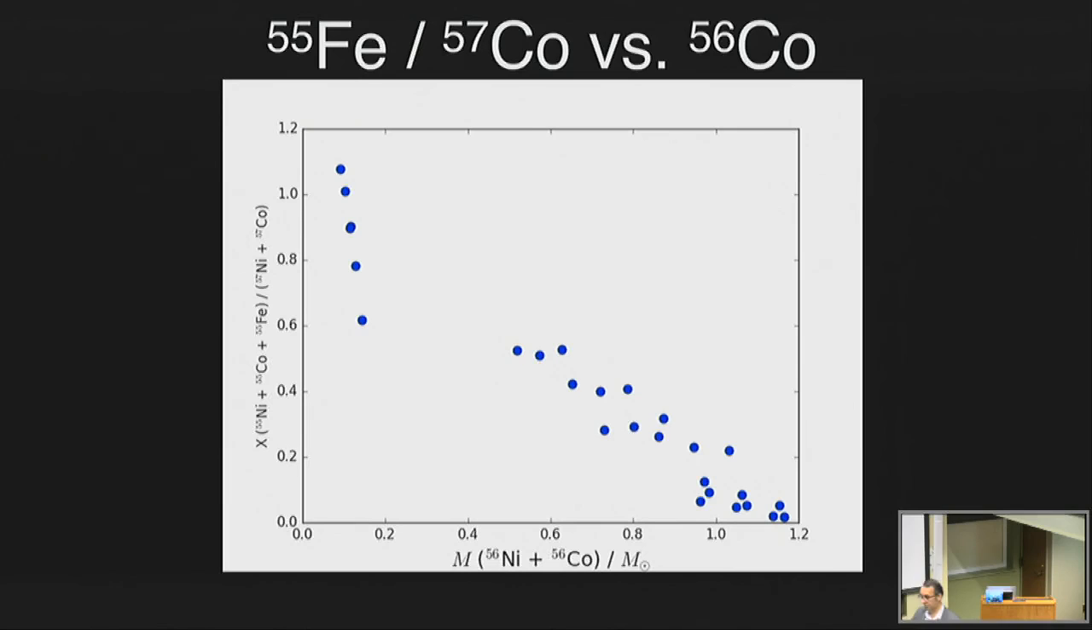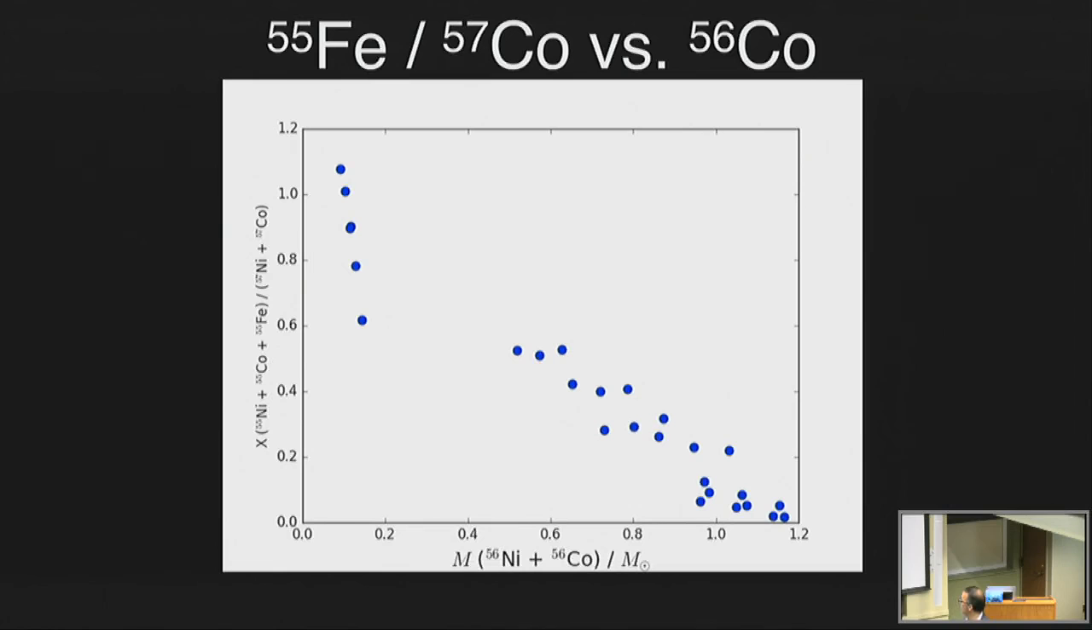So you have everything that would radioactively decay to iron 55. So nickel 55 and cobalt 55 and iron 55 ratioed to the stuff that will become cobalt 57, which is nickel 57 and cobalt 57. That's on the vertical axis. What's shown here on the horizontal axis is the amount of nickel 56, which is in the explosion model, nickel 56 and cobalt 56. And this is a wide range of models.